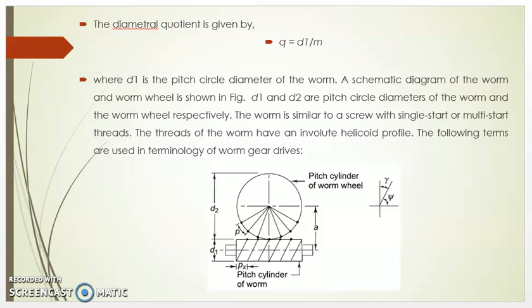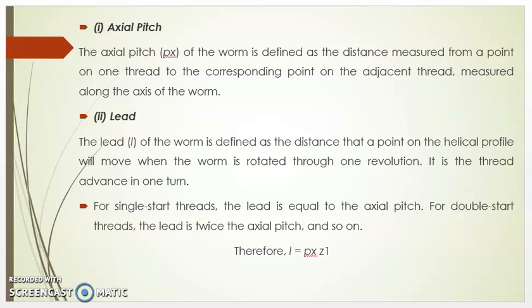D1 and D2 are the pitch circle diameters of the worm and the worm wheel respectively. The worm is similar to a screw with single start or multi-start threads. The threads of the worm have an involute helicoid profile. The following terms are used in terminology of worm gear drives. First, axial pitch, that is Px. The axial pitch Px of the worm is defined as the distance measured from a point on one thread to the corresponding point on the adjacent thread, measured along the axis of the worm.